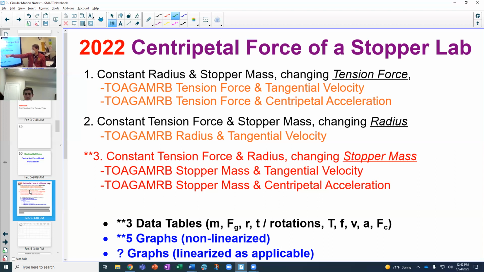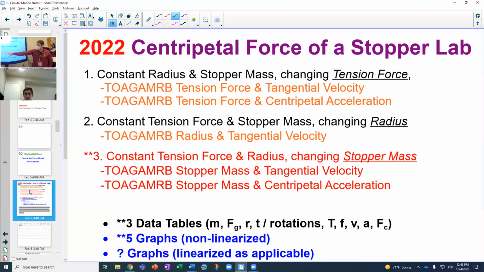For that one, radius versus tangential velocity. Now on the rubric I'll give you here in a minute, it also says radius versus centripetal acceleration, but I've taken that out of here just because we only have one day to collect data, and I want to try to trim it down a little bit. It's on the rubric, so I left it there in case you want to try to evaluate that and you have time, but this is what needs to be done, right?